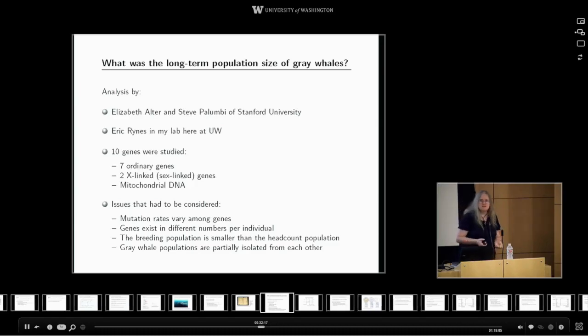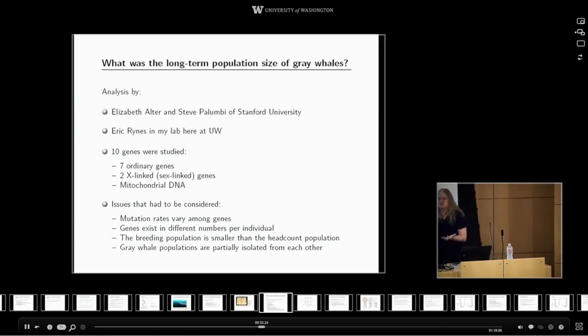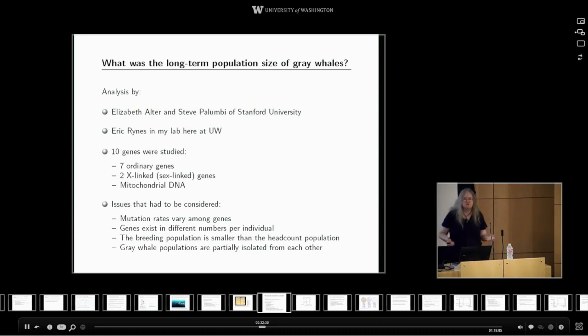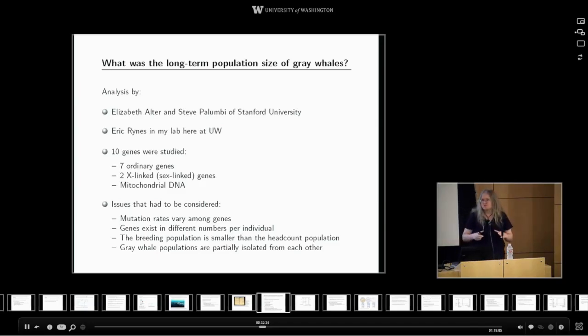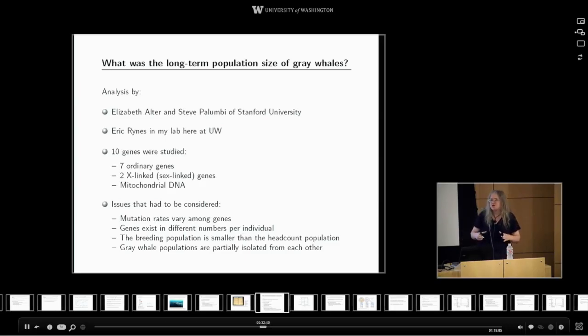A trickier one is that genetic methods can only measure the breeding population. We're going to look at the web of relationships among individuals tracing back to common ancestors. Individuals that never had any surviving offspring are essentially invisible in that analysis. So the population of successful breeders is always, in all species, smaller than the number of heads swimming around in the ocean. The trick is to find out how much smaller.